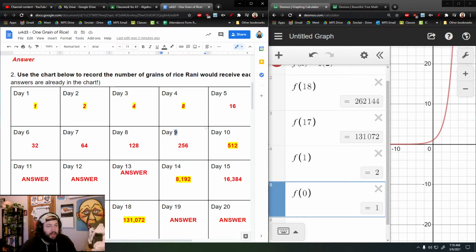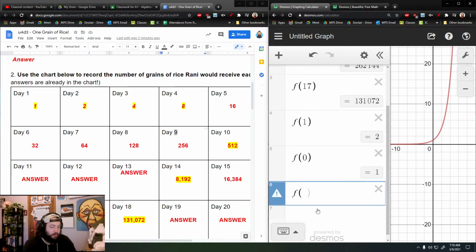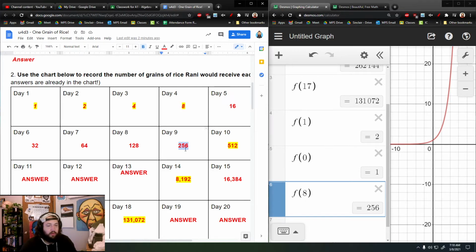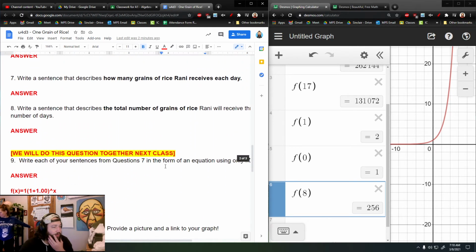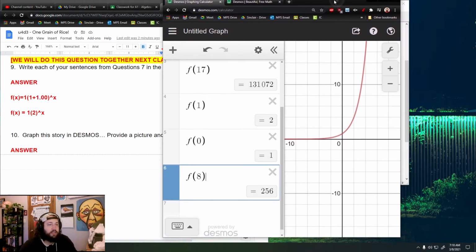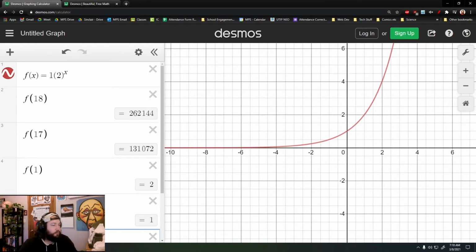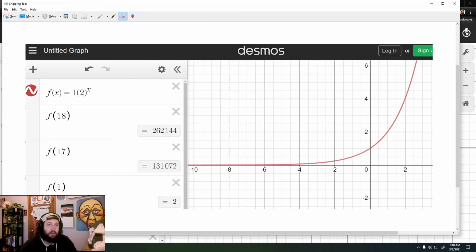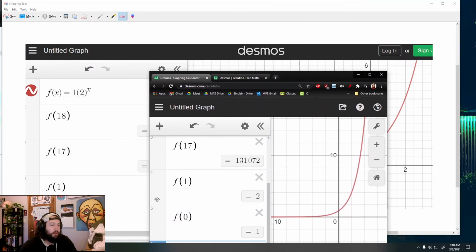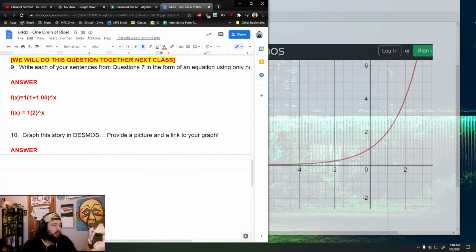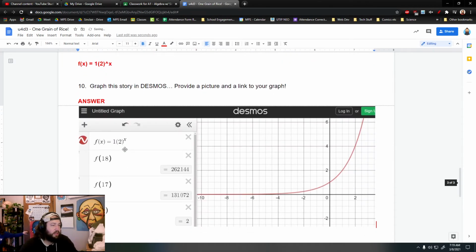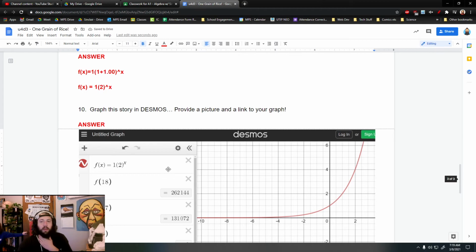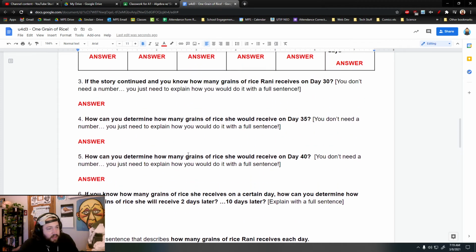If I want day 9, I would have to do f of 8. F of 8 gives me 256. Okay, so that's how I would get those values from the equation. I can just take my Desmos picture real fast, and I will put that in my worksheet. Uh-oh, now I lost my worksheet. Here's my worksheet. So I can just go ahead and paste that in here, and now I have a graph of it.